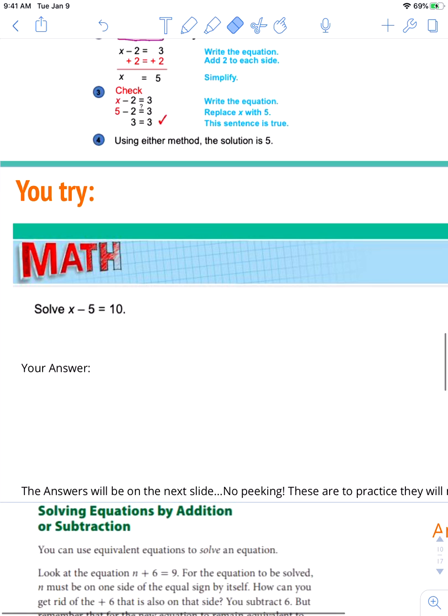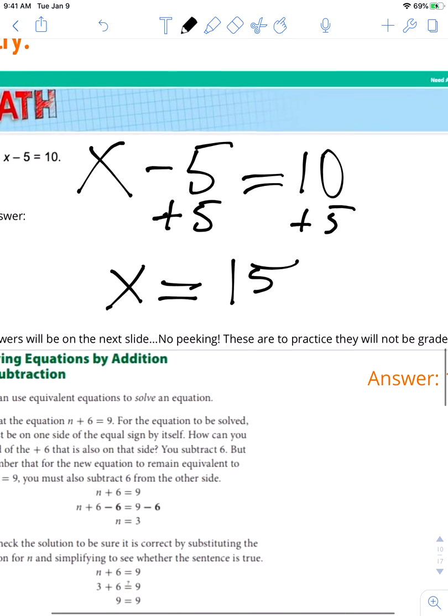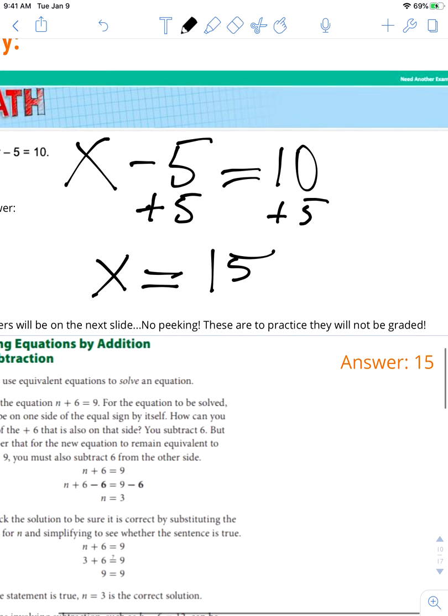So now we have x minus 5 equals 10. So we're gonna write that out. So x minus 5 equals 10. So when we look at this, we are seeing a positive x, a negative 5, is equal to a positive 10. So knowing that we have a negative 5, we have to do the inverse, which is a plus 5. So we do a plus 5 to both sides, and we yield x equals 15. Now we can check on the next PowerPoint, and that answer is correct.